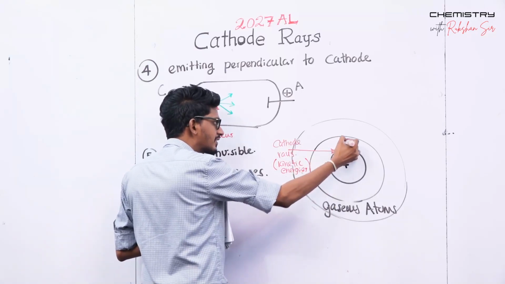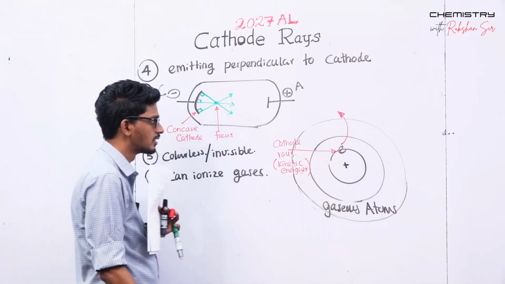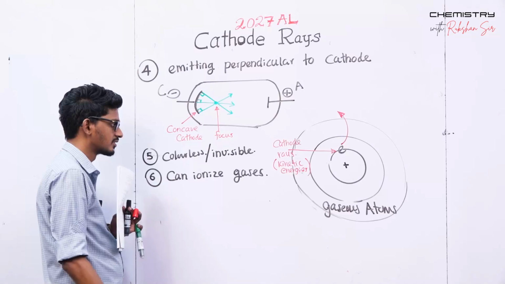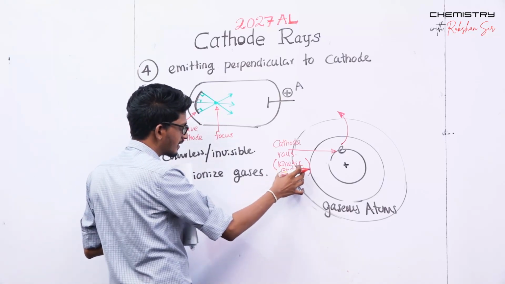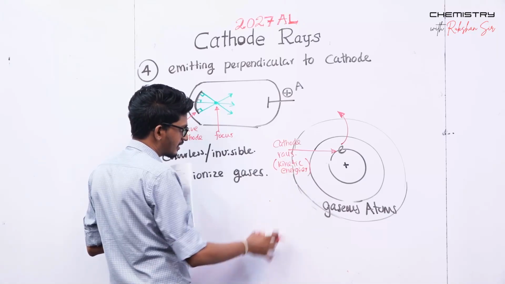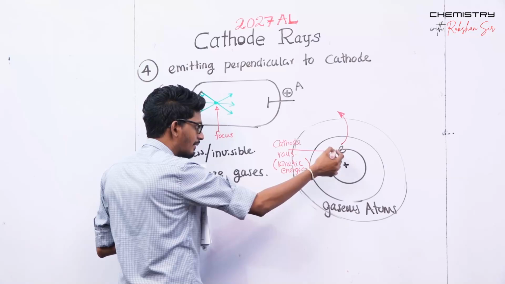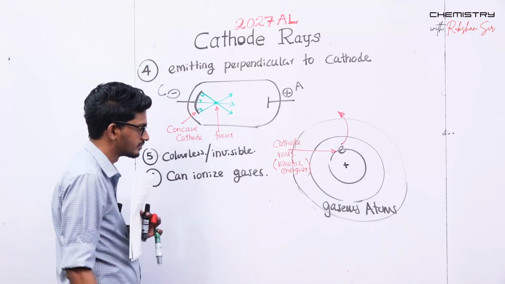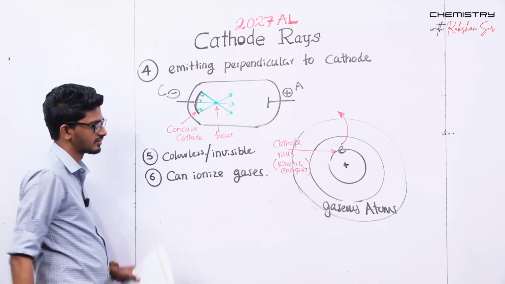These electrons will eject out, so that cathode rays are able to ionize gases. If the kinetic energy is enough to provide the ionization energy of the gas, those electrons will absorb that kinetic energy and eject out from the atom. So cathode rays are able to ionize gases.